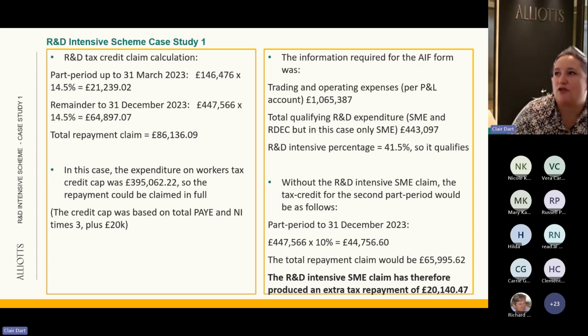Some of this information then goes on to the AIF, which I've shown on the right-hand side. And we've calculated the intensive percentage, which is 41.5%, so over our 40% threshold, and therefore it qualifies. If we then look at what it would have been if we hadn't claimed the intensive scheme, the same numbers with our 10% rate on the December part would give us a total repayment of £65,000. So you can see that the intensive claim has therefore produced an extra tax repayment of £20,000.